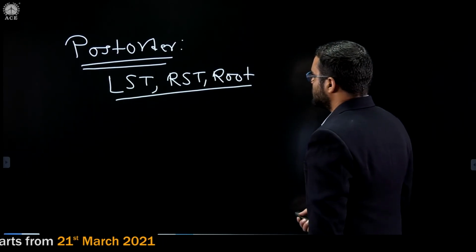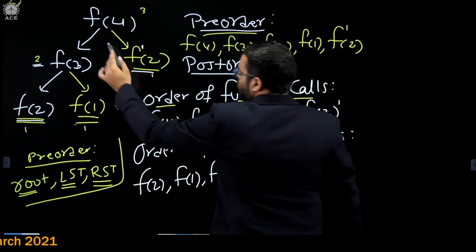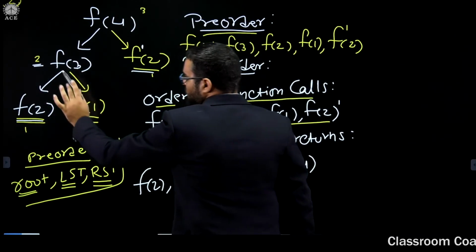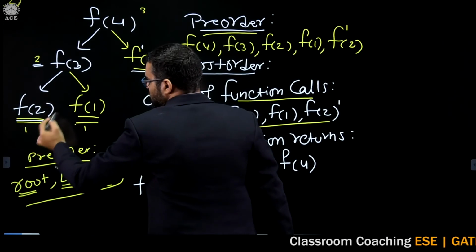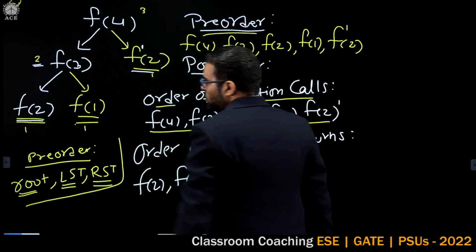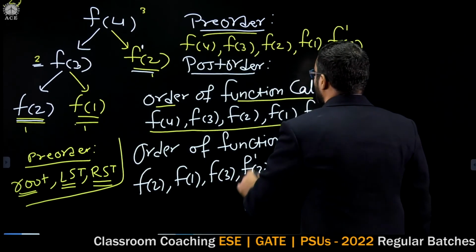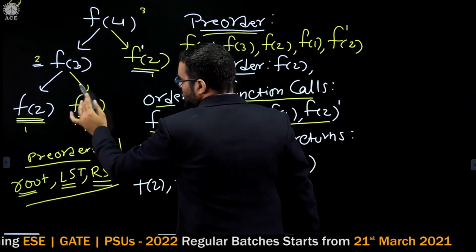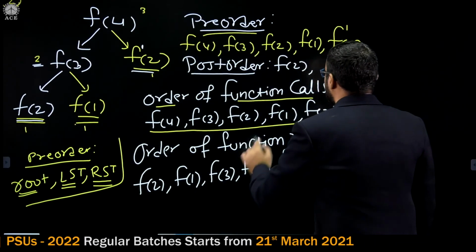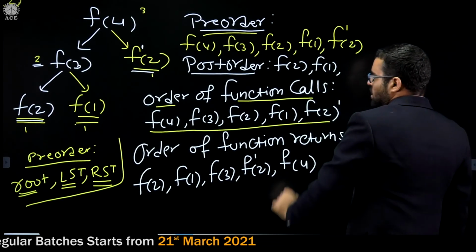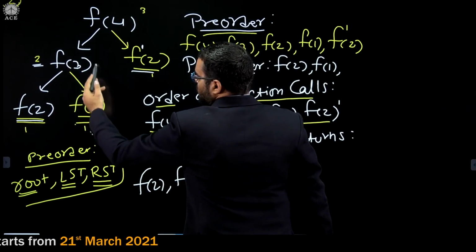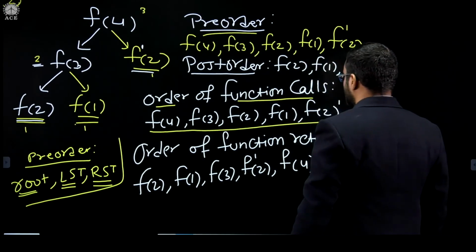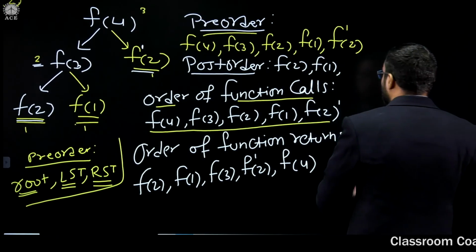In this, first we go to the left subtree, then again in this left subtree we go to the left subtree. Now this is the only node, so we print it. So this is F2. After that we go to the right subtree and we print F1. After that we print the root node, so that will be F3.